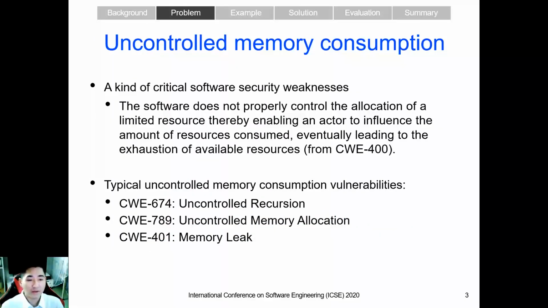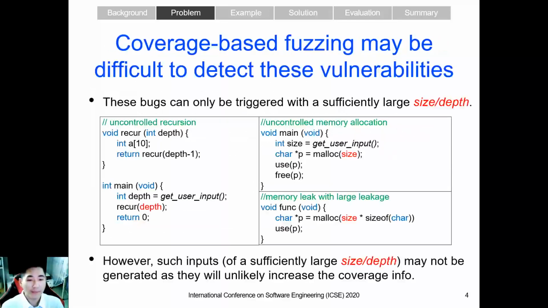Uncontrolled memory consumption is a kind of software security weakness. There are three typical uncontrolled memory consumption vulnerabilities, namely uncontrolled recursion, uncontrolled memory allocation, and memory leak. These vulnerabilities may be difficult for coverage-based fuzzing to detect, as they can only be triggered by inputs with sufficiently large size or depth. Such inputs may not be generated by coverage-based fuzzers, as they will unlikely increase the coverage information.